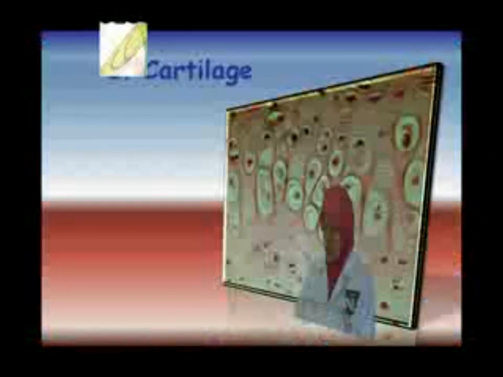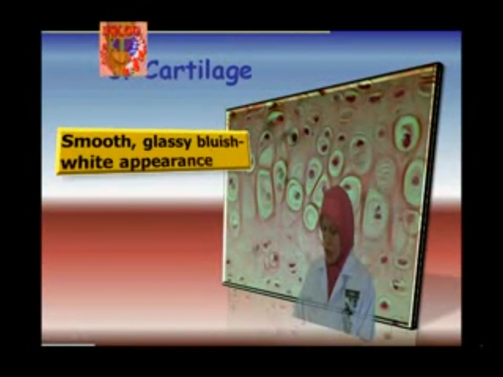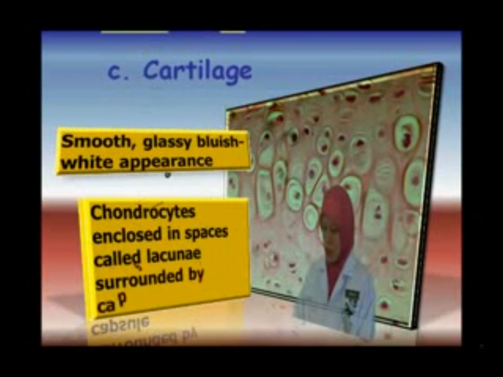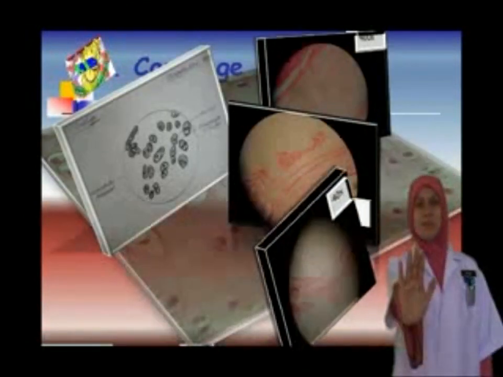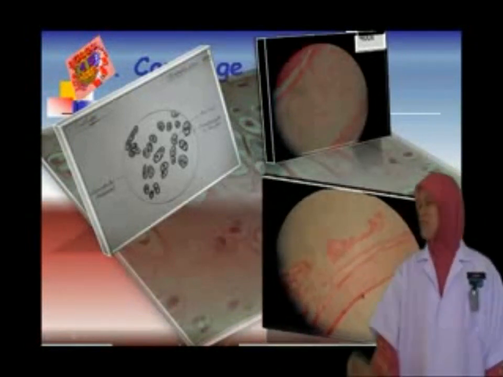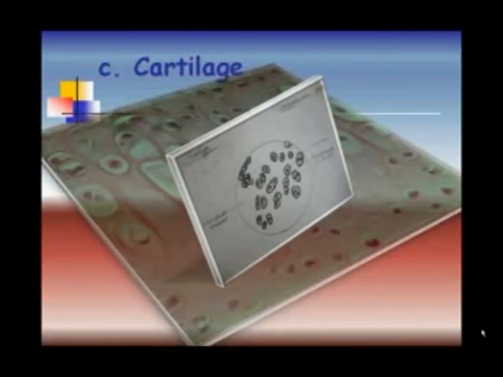Scientific drawings. Cartilage. Smooth, glassy, bluish white appearance. Chondrocytes enclosed in spaces called lacunae, surrounded by a capsule. 40 times, 100 times, 400 times. Scientific drawings.